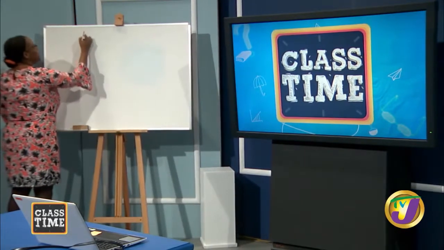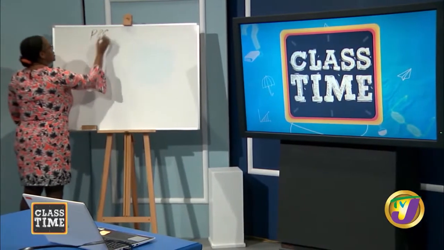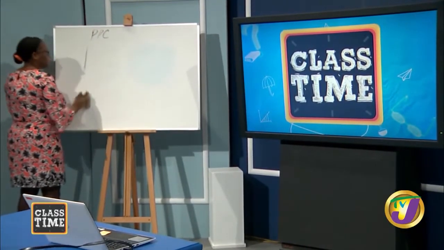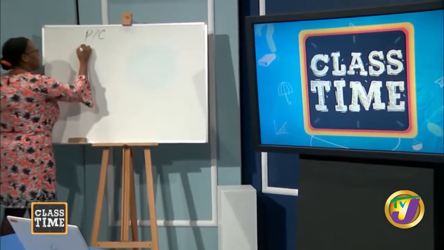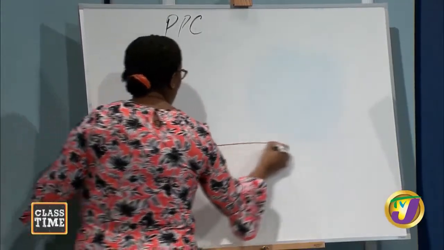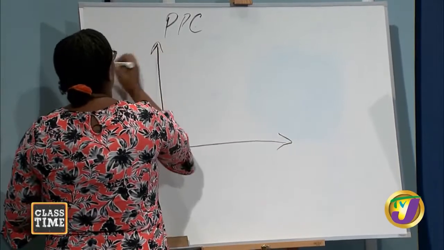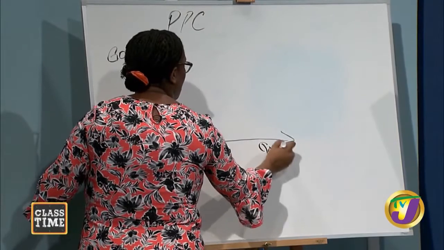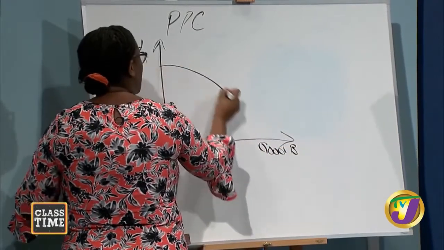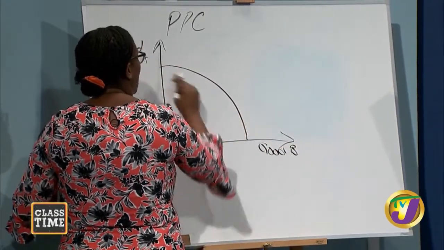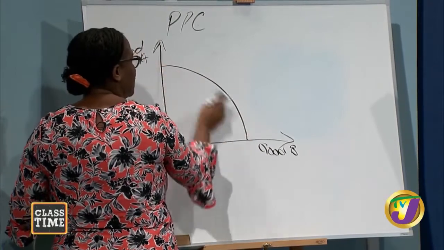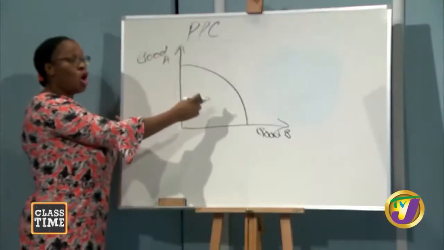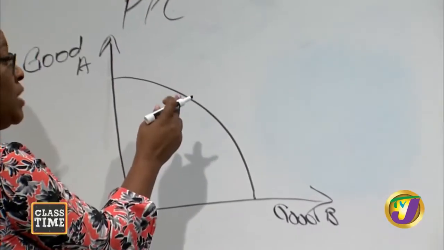So here I'm going to put up my PPC curve for a typical economy. Here we have good A and we have good B. We're going to put in our curve. Now, this curve here, this is a PPC. The PPC represents that all resources are fully utilized.